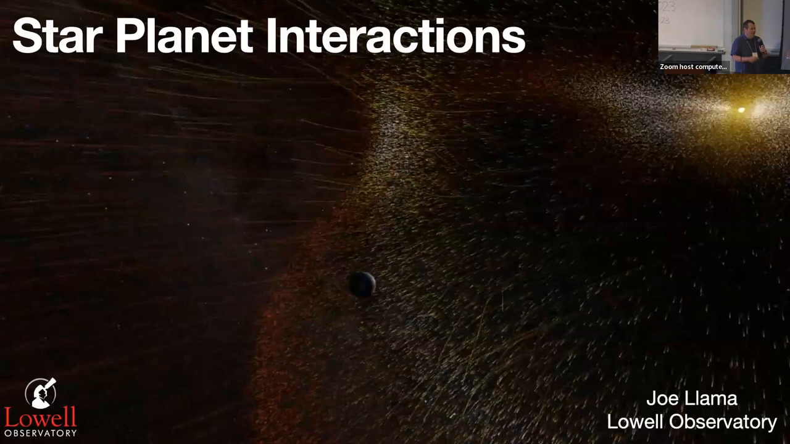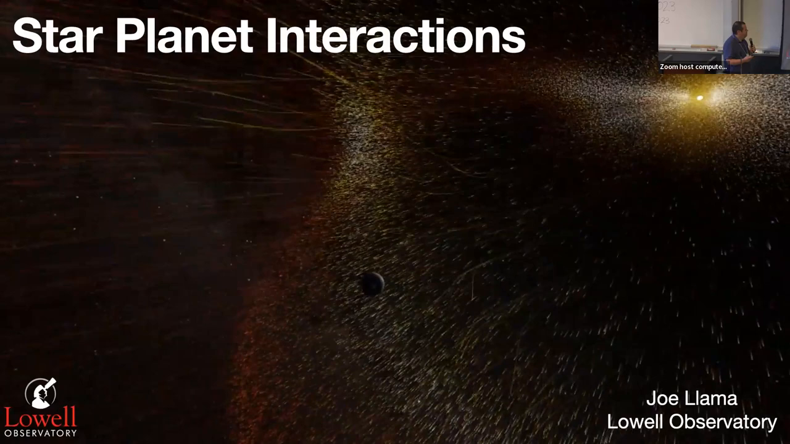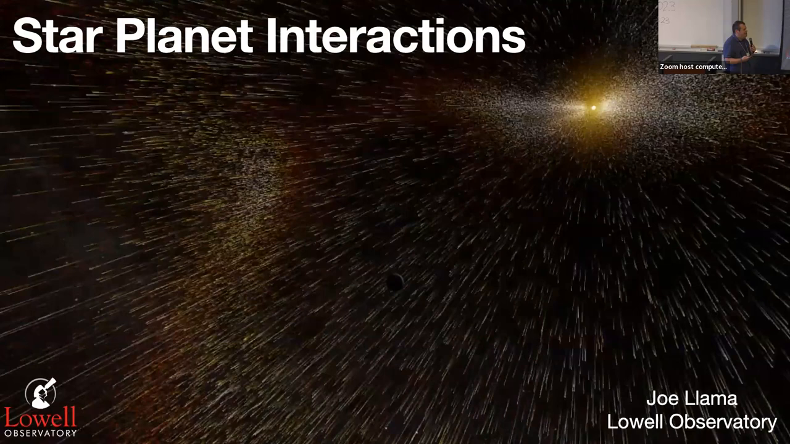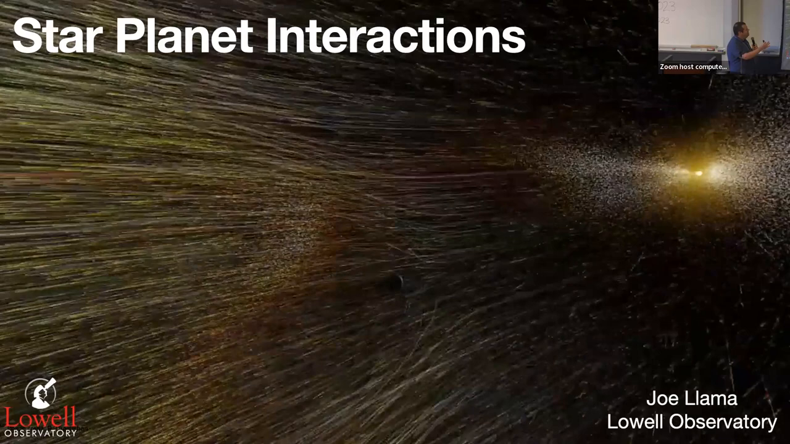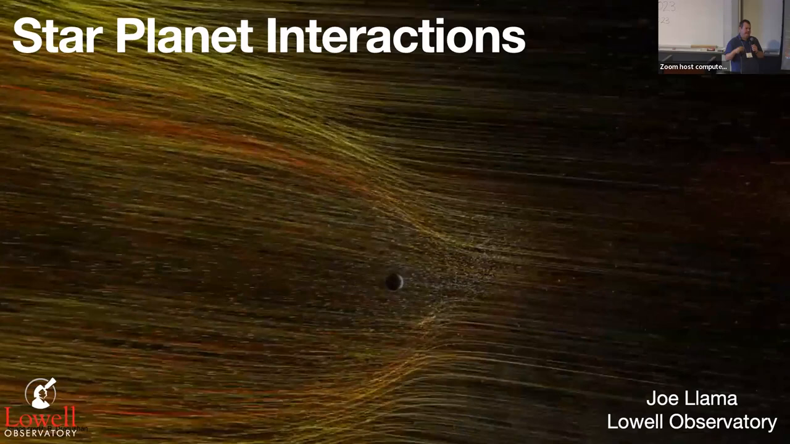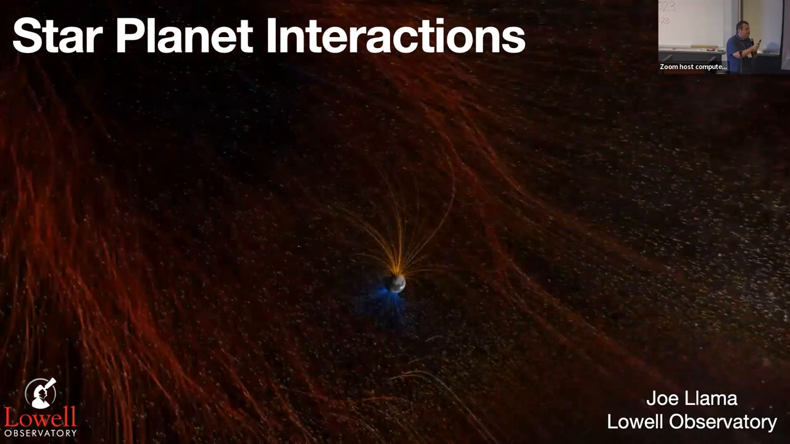So what are star-planet interactions? Why do they matter? This movie is one of my favorite movies that really does an excellent job of giving the talk for me. It really shows why star-planet interactions are important. Here what you're seeing is a coronal mass ejection. You're seeing the sun emitting this huge energetic event of particles towards the Earth. And you're seeing the particles actually go around the Earth. They're being deflected by the magnetic field of the Earth.